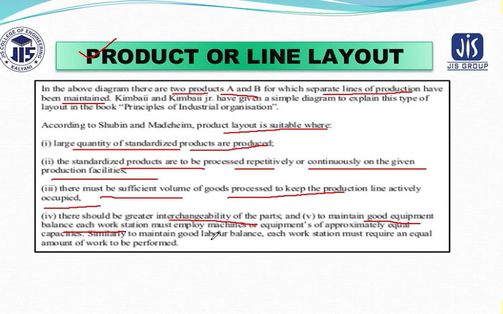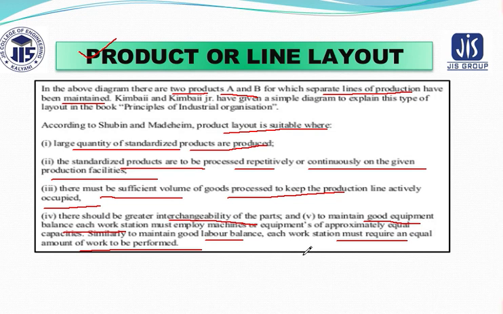So similarly, to maintain a good layout labor balance, each worker or station must be required to perform an equal amount of work. So the task has to be divided among everyone. You cannot avoid it, but the continuous production must be going on.